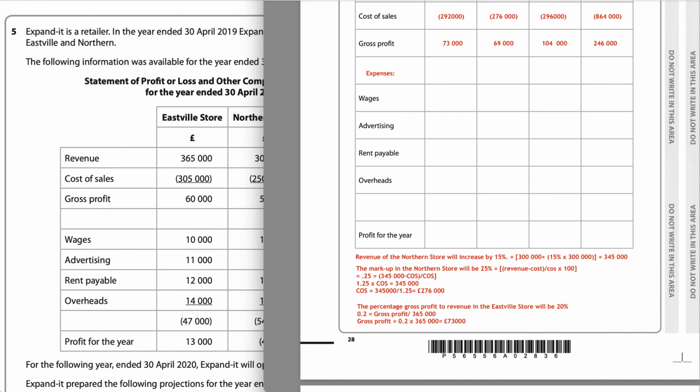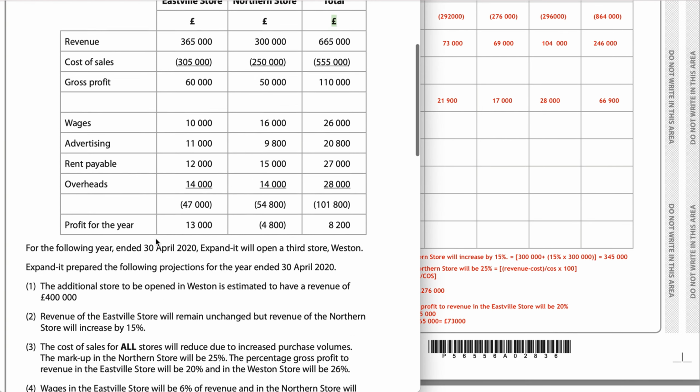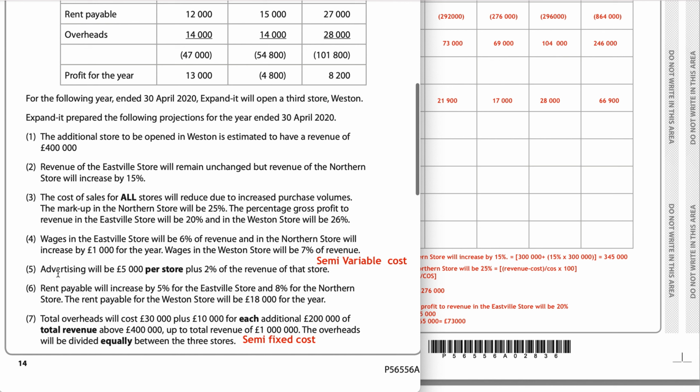Then let's write it here: 21,900, then 17,000, and then 28,000. Let's add up the wages. So 21,900 plus 17,000 plus 28,000 is 66,900. Then you have the advertising cost.